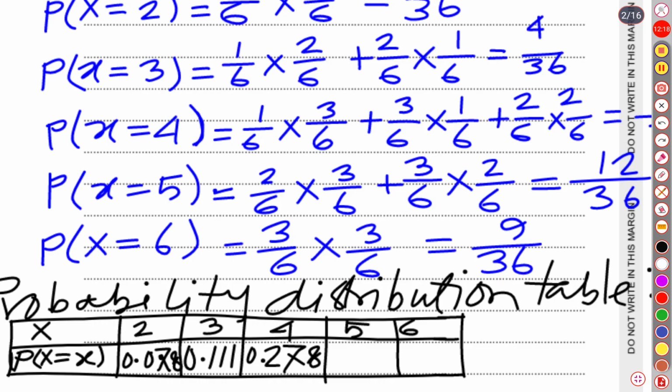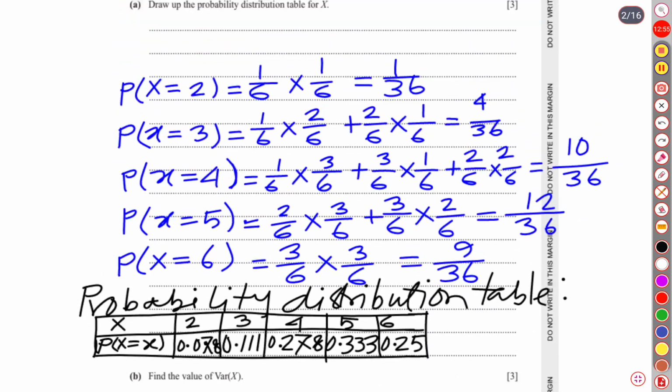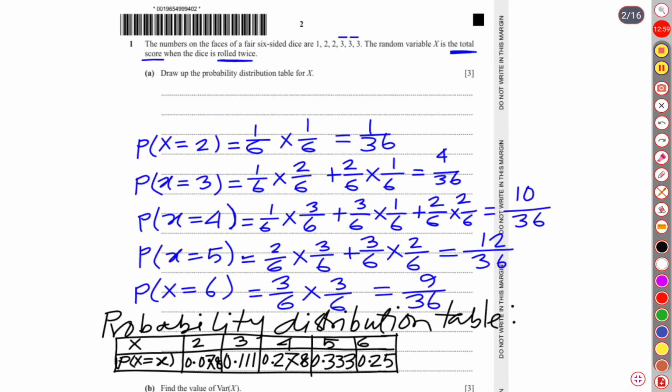If the total score is 5, then the probability was 12 over 36, that means 1 over 3. So 1/3 is 0.333. Well, the final score is 6. If the score is 6, the probability is 9 over 36, which means 1/4, which is 0.25. 0.25 is sufficient to be written. So that is the probability distribution table of the given question.